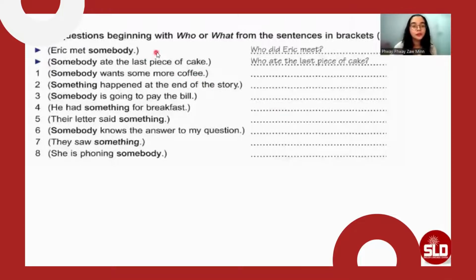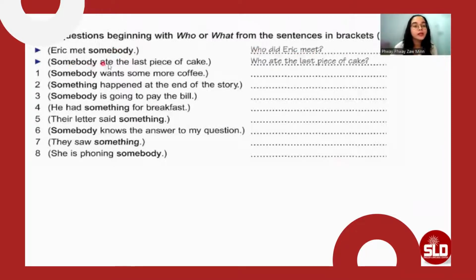Now we will do an exercise here. We're going to write questions using who or what. So for asking about a person, you're going to use the question word who. Asking about things, you will use the question word what. All right, so the first sentence is Eric met somebody. So look at this rule. Somebody is an object, so we will make an object question. So the question is, who did Eric meet?